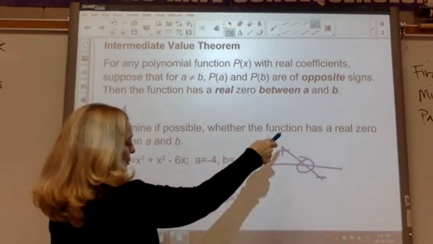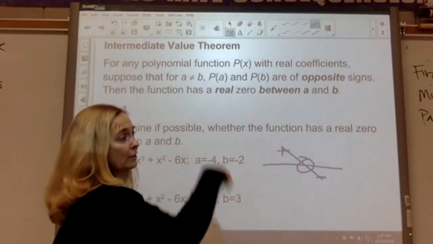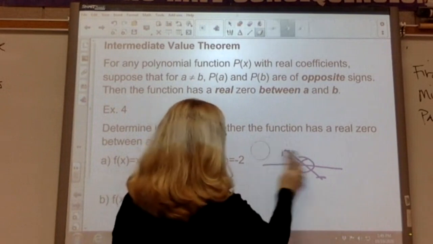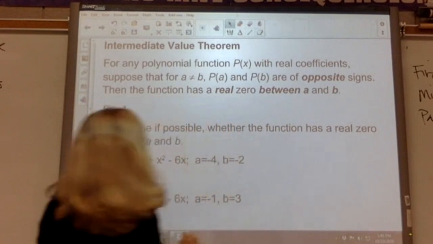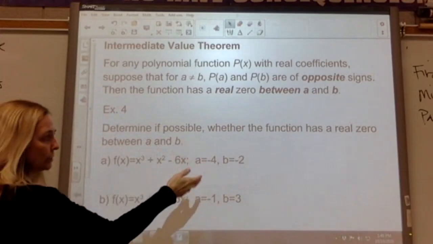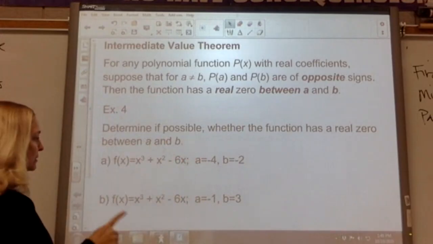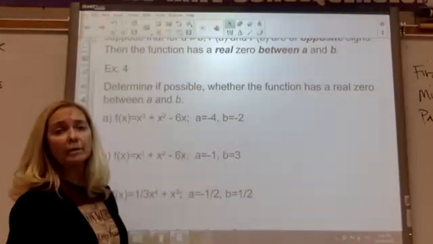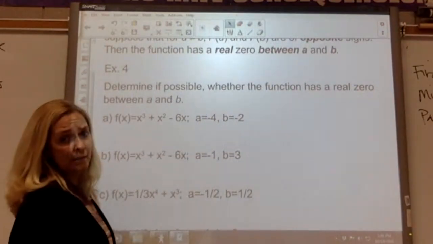So if you plug in two numbers and you get opposite signs for the y values, then there's a real zero between there because it had to cross the x-axis. Okay, so this is really easy stuff. So what they're going to do, determine if possible if the function has a real zero between a and b. So they're going to give you a function, they're going to give you an a value and a b value, you plug them in, and you see if they have opposite signs or not.